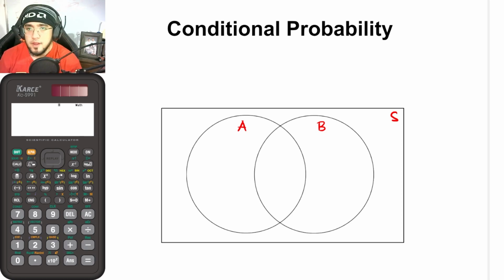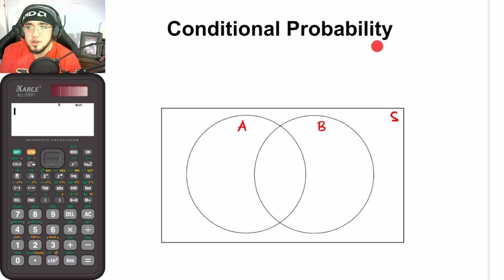Welcome again to another video lecture, and for today's video we would now be discussing conditional probability. Suppose that we have this Venn diagram here, whereas the circle on the left represents event A and the circle on the right represents event B. And the whole area here is our sample space.